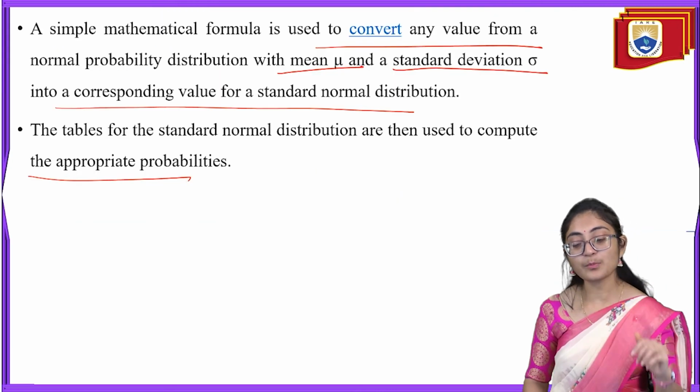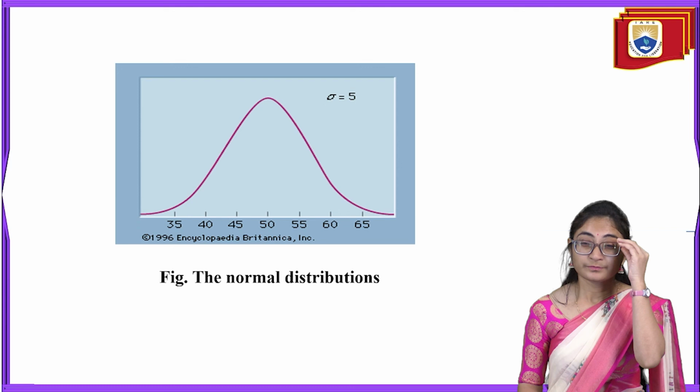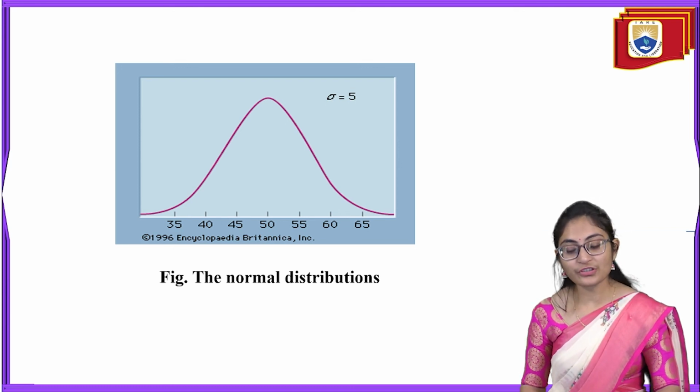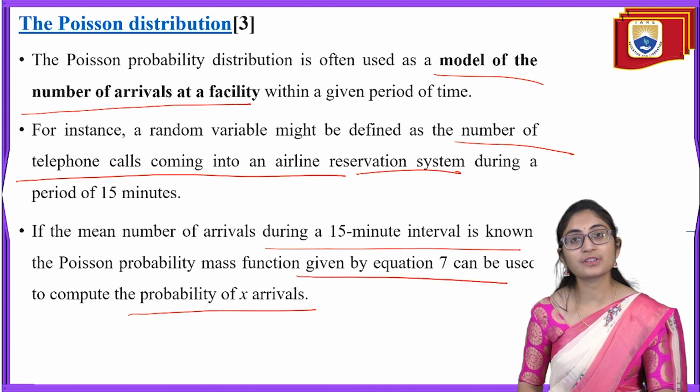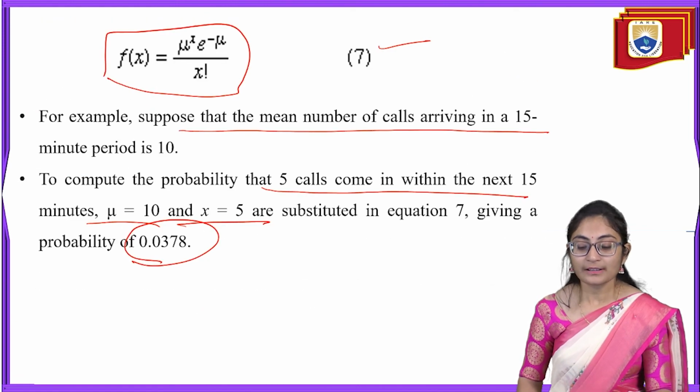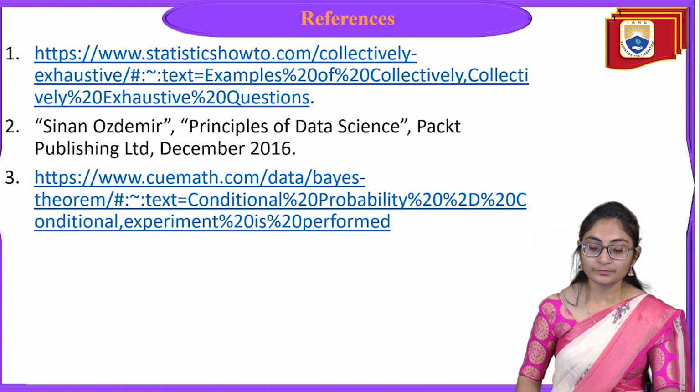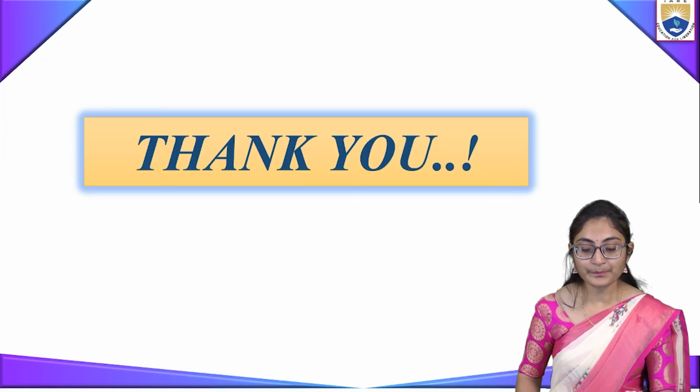And this is all about collectively exhaustive events, normal distribution, some probability distributions, and the Poisson distribution. These are some references so you can refer.